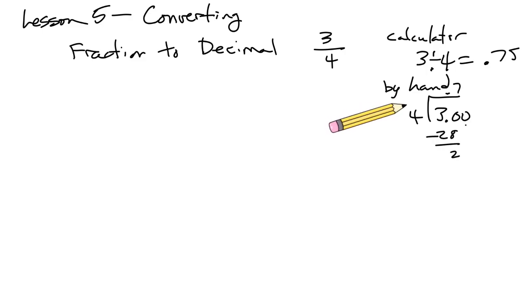We have to add another 0. It comes down. 4 going into 25 times, and then there's no remainder. It's 0.75.